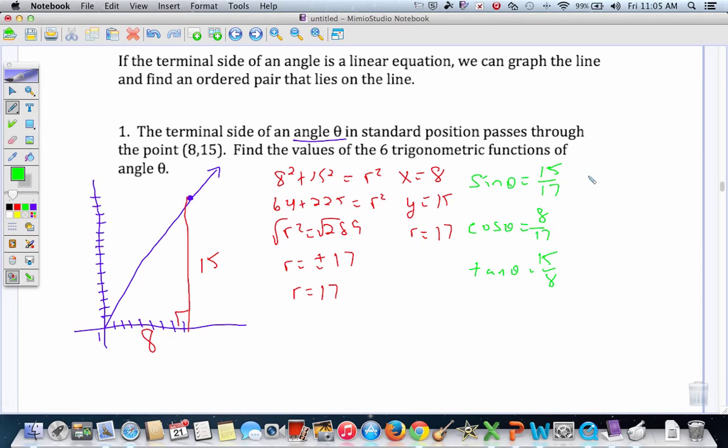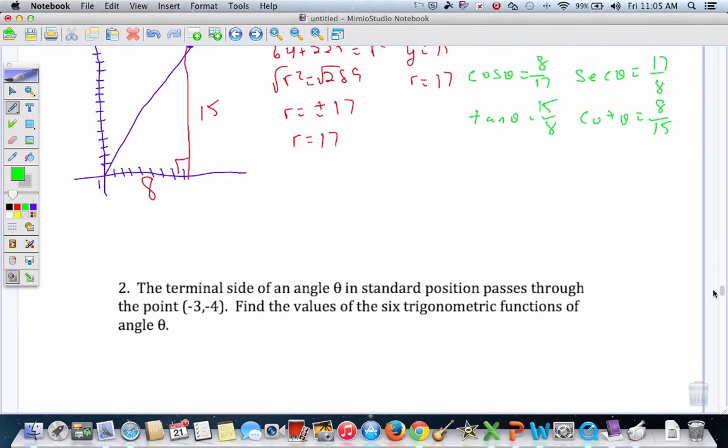Writing down our reciprocals, I always like to write the reciprocals right next to their original functions. So the reciprocal of sine is cosecant. If sine was 15/17, cosecant is 17/15. Reciprocal of cosine is secant. If cosine was 8/17, secant is 17/8. And the reciprocal of tangent is cotangent. Tangent was 15/8, so cotangent is 8/15. So there's our 6 trig functions by using an ordered pair on the terminal side of our angle.